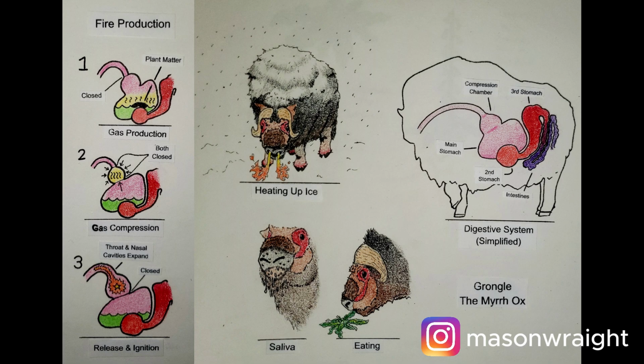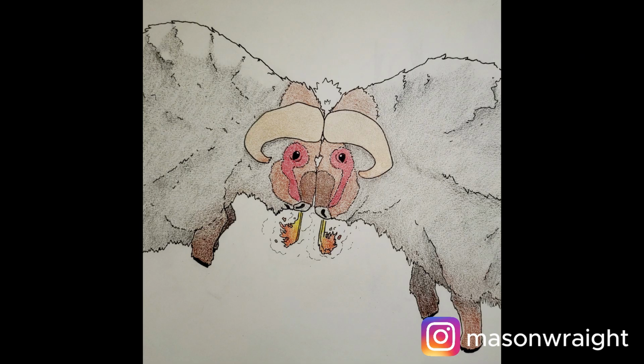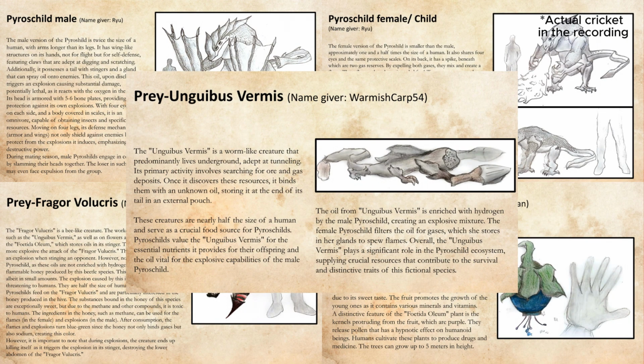A muscular section of the throat catches and compresses this gas until it reaches ignition temperature and is released into the throat to ignite and be burped through the nose to help the ox melt ice and snow to forage for more food. Third, we have Stefan and their entire food web of creatures.